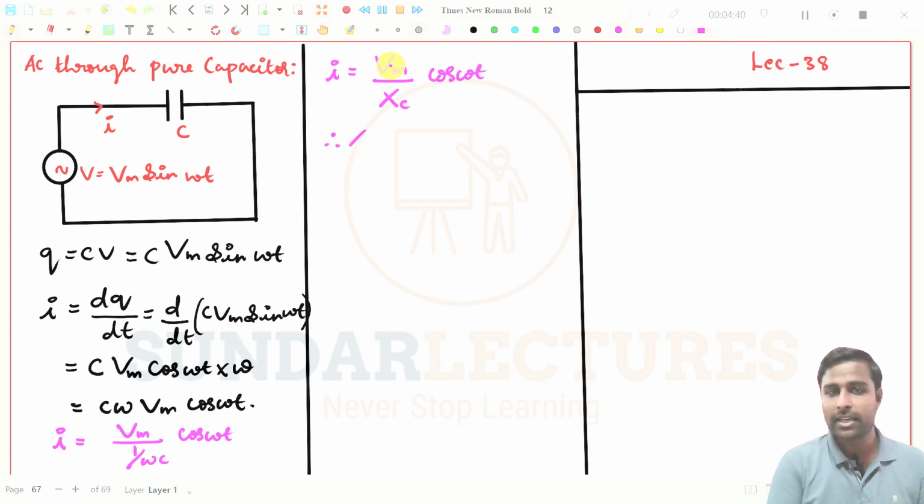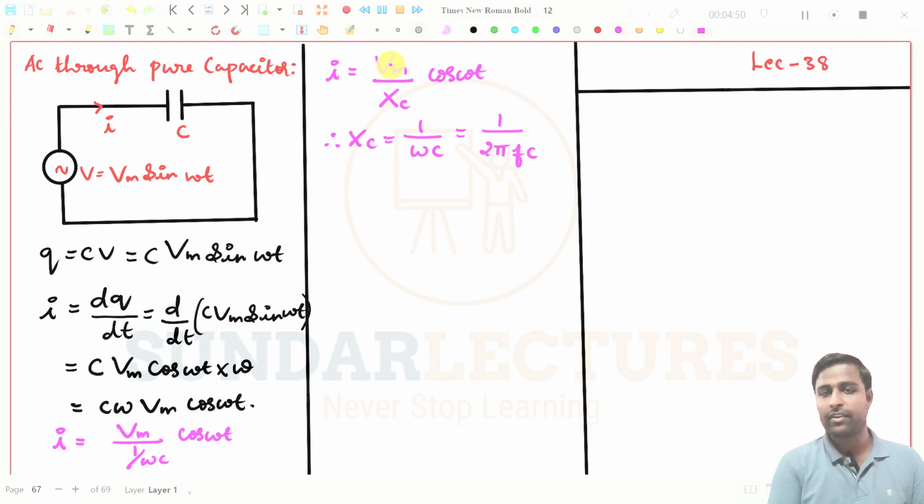Here, Xc is equal to 1 by omega c. What is omega? We have already seen this: 1 by 2 pi f into c. And what is this Xc? It is nothing but the capacitive reactance.